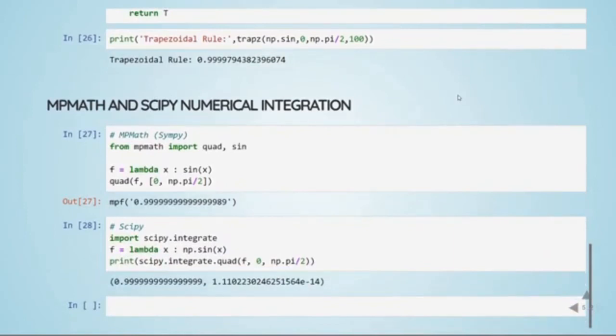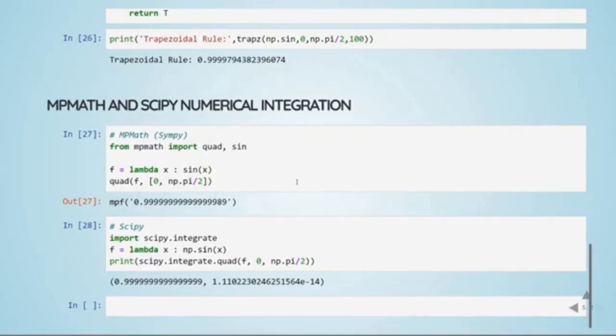We also can use methods from mpmath, which comes with SymPy, or SciPy. They also provide methods for numerical integration. In mpmath, what we do here is define a lambda function, x maps to the sine of x, and then we use the quad imported from mpmath, from 0 to pi divided by 2, and we also have very good results.